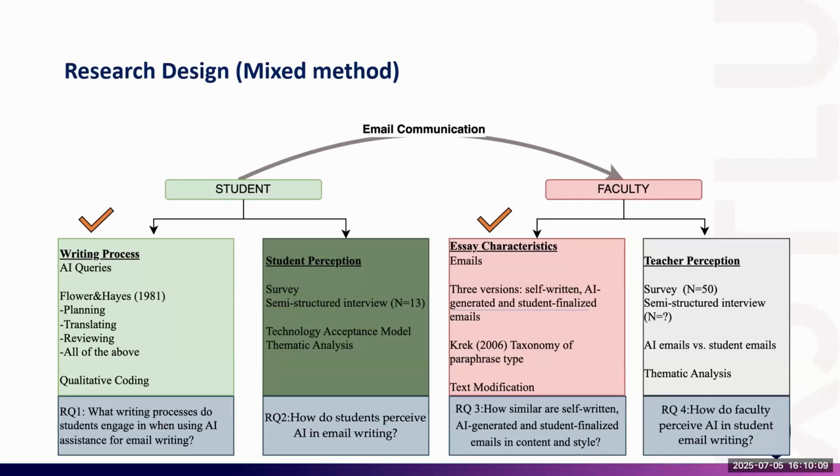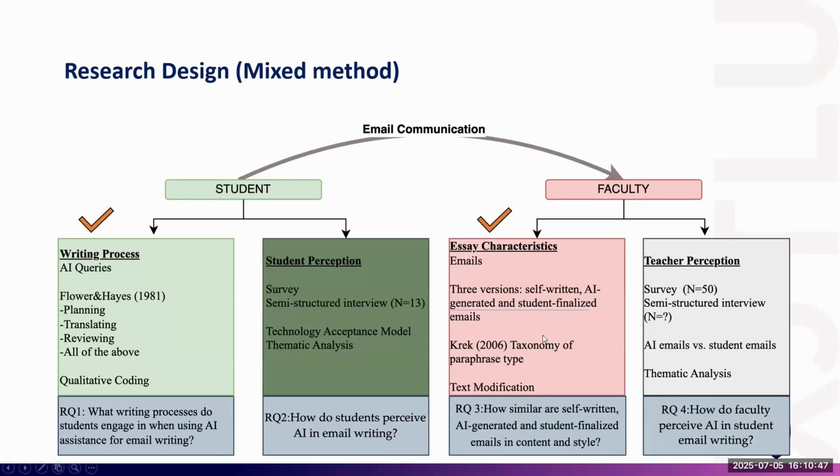There is also a second part from the students, that is their opinion. We would like to see how they feel about using AI to help write emails to their professors. When we analyze their surveys, we use the TAM, the Technology Acceptance Model, a very frequently used one. And regarding the analysis method, we use thematic analysis. We use these data to answer the second research question: how do students perceive AI in their email writing?